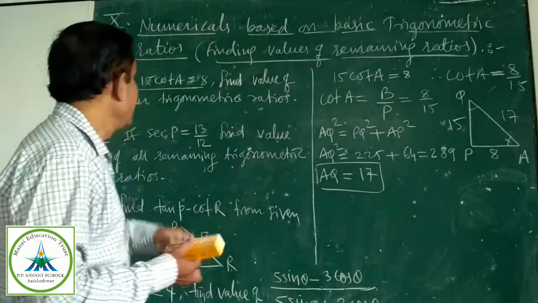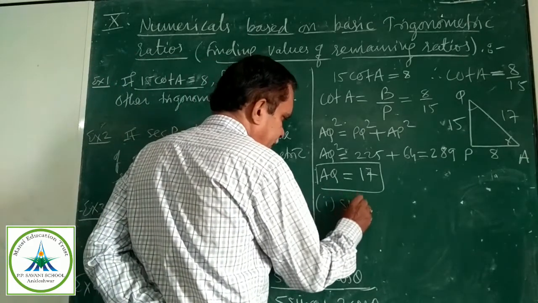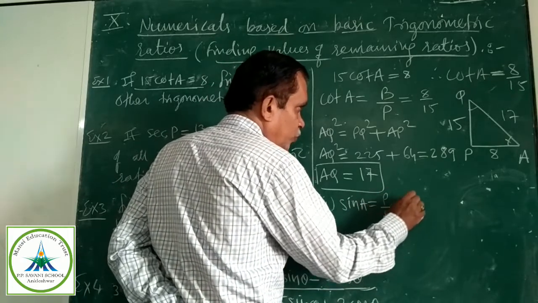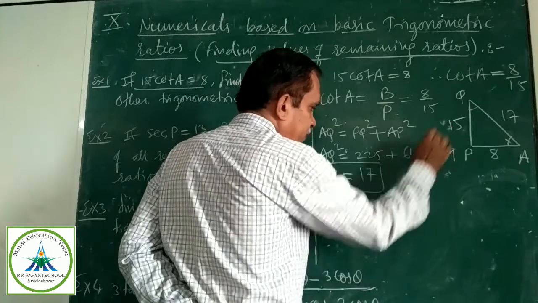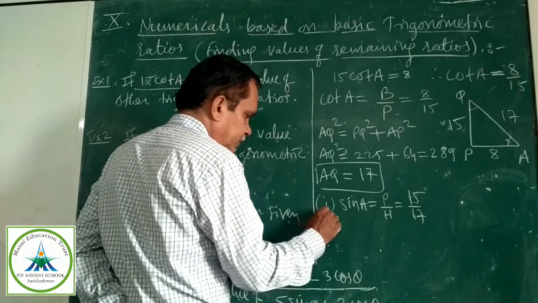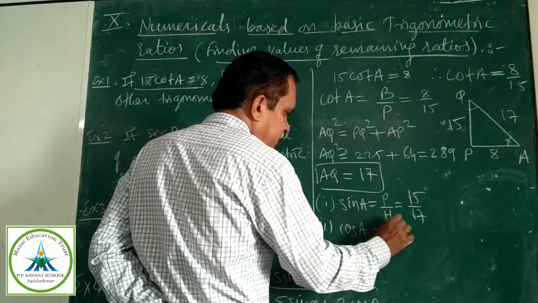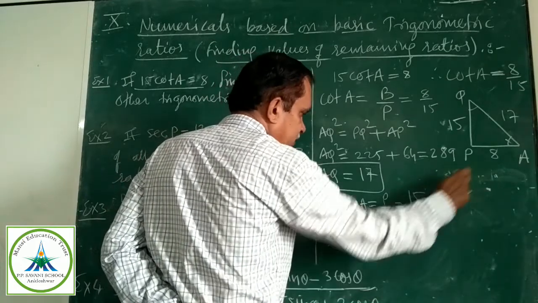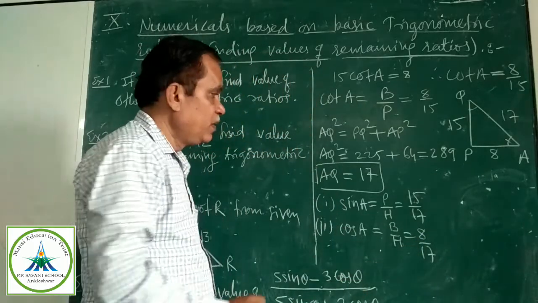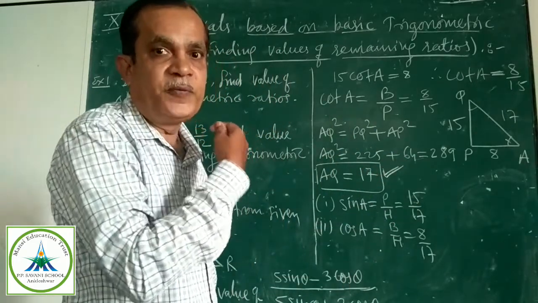Now they are asking to find all other trigonometric ratios. Then I know first I will take sin A equal to perpendicular upon hypotenuse, equal to 15 upon 17. Cos A equal to base upon hypotenuse, base 8 upon 17. See how simple, very simple. Important part is up to this only. Others you can find and write very quickly.